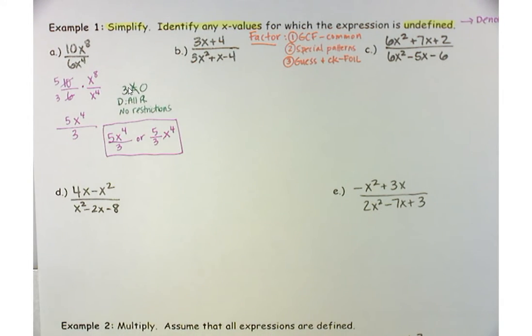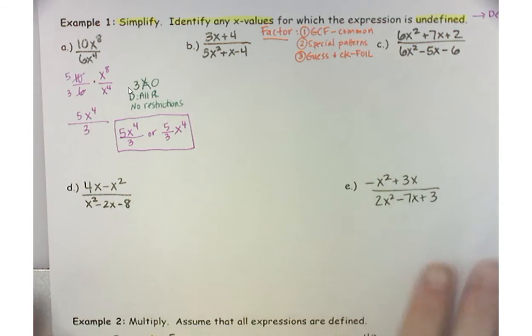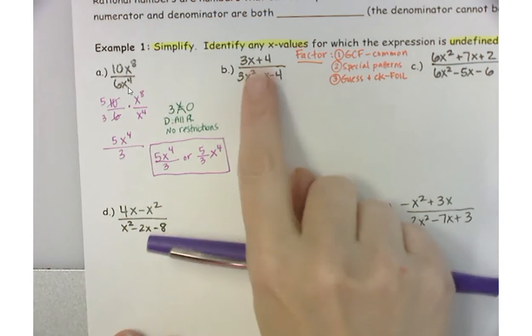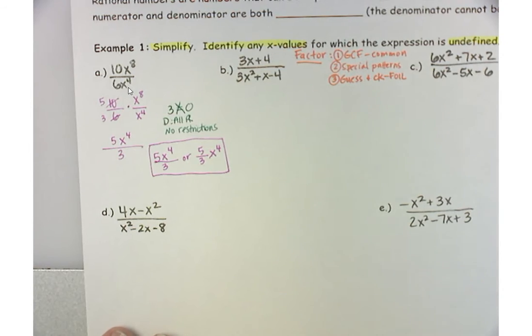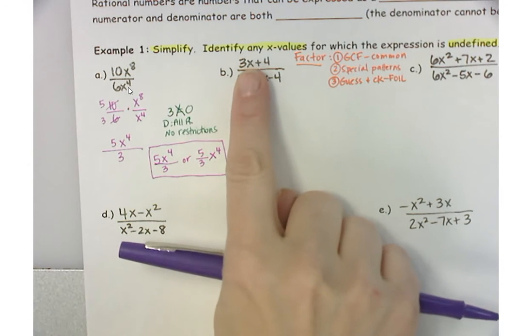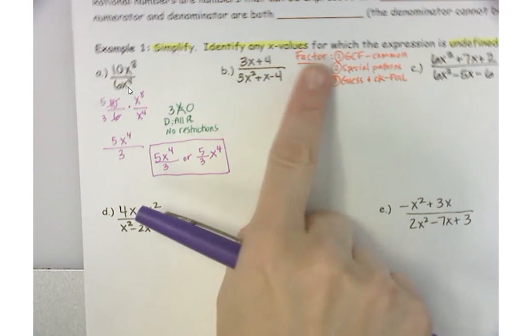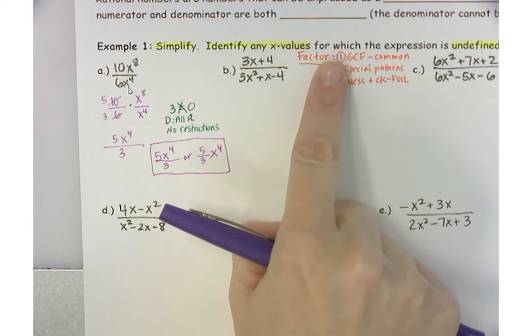All right, so in the numerator, I have 3x plus 4. I notice it's a binomial, two terms, the first thing I look for is the GCF. Nothing goes into 3 and 4. And then I want to make sure it's not a special pattern. It's not. So the top is going to stay as 3x plus 4.